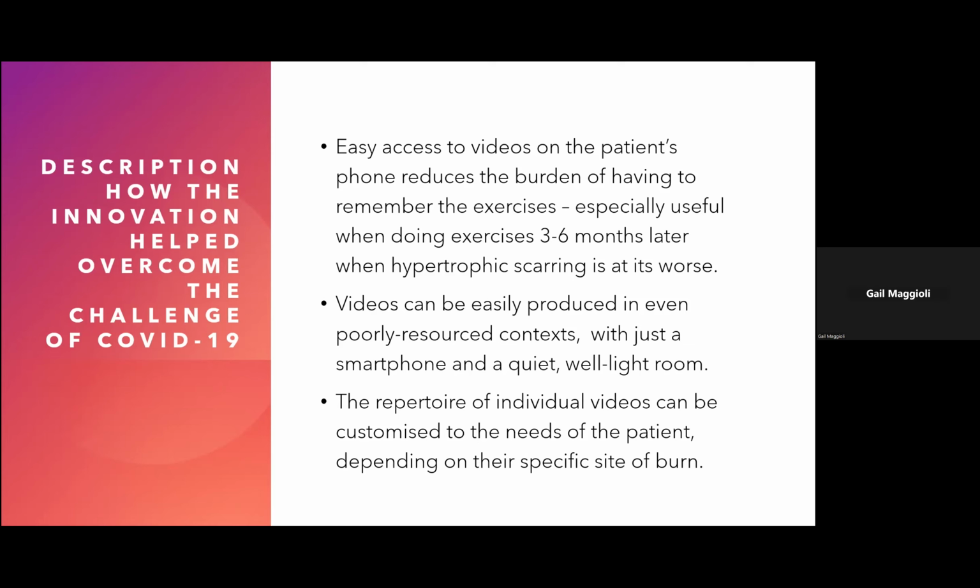What made the videos also useful within our context is that they were easily produced in a poorly resourced context. All we needed was a smartphone and a quiet, well-lit room. We didn't need any other resources, just one person to record, and we would save the videos. And the repertoire of individual videos could be customized to the need of the patient, depending on their specific site of burn. So it was a really simple innovation. There wasn't really much to it, but it was very helpful.